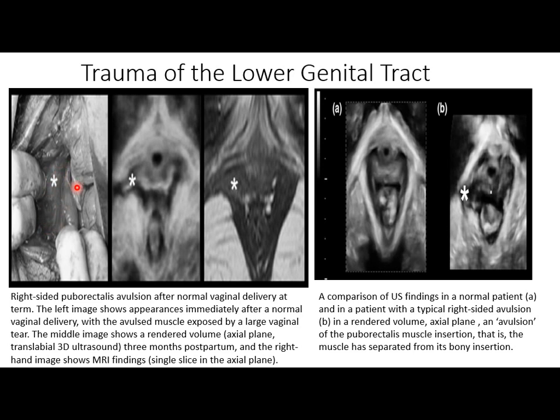Look at this 3D ultrasound. It shows the normal left puborectalis muscle. This is avulsion or tearing of the puborectalis muscle. This is MRI. This side is normal, and this is avulsion and tearing on the right side. On MRI there is abnormal signal intensity present within the torn or avulsed area. This is the normal.